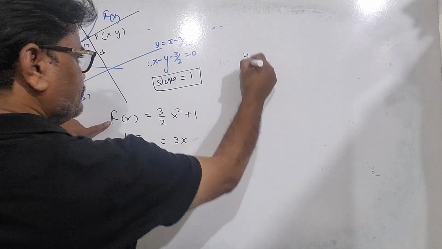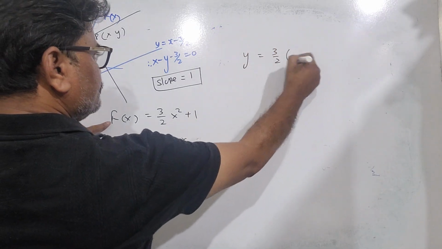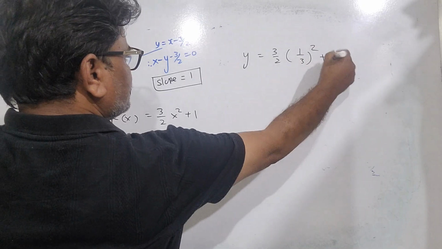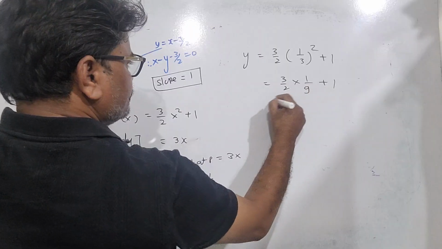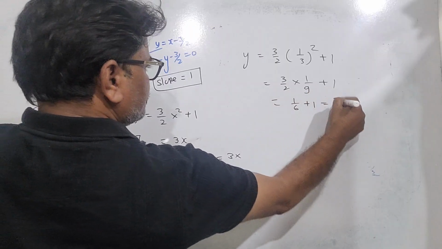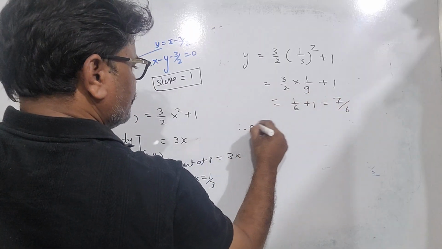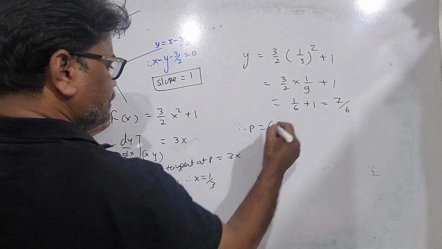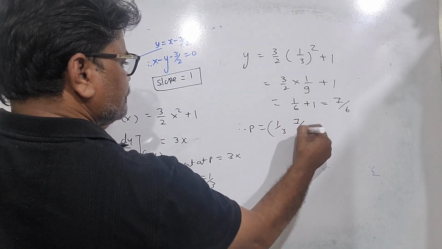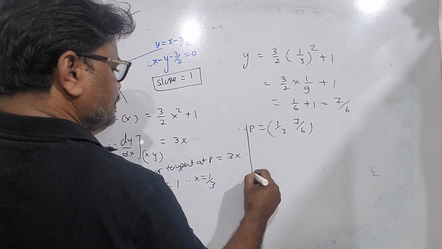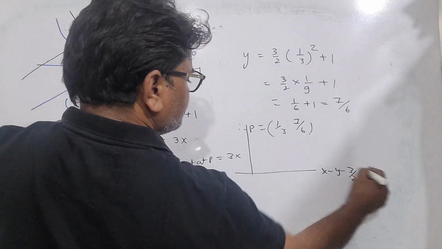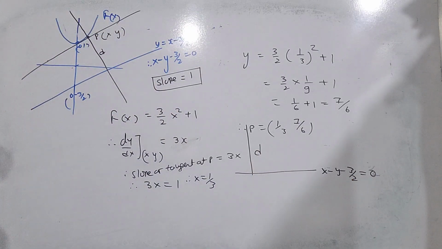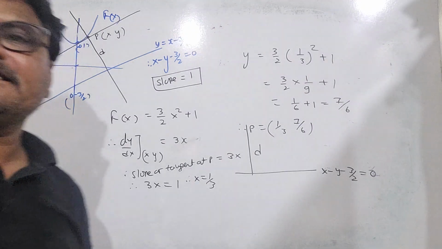Put x = 1/3, you will get y. So y = 3/2 times (1/3)² plus 1, which is 3/2 times 1/9 plus 1, that is 1/6 + 1 = 7/6. Therefore I have the coordinates of point P as (1/3, 7/6). Now for this point P, we have to find the shortest distance from the line x - y - 3/2 = 0. That is very easy, a very common process at JEE Mains level.